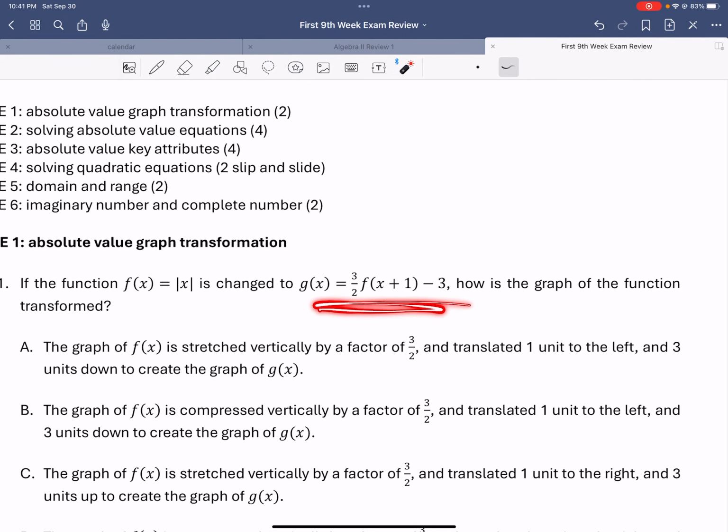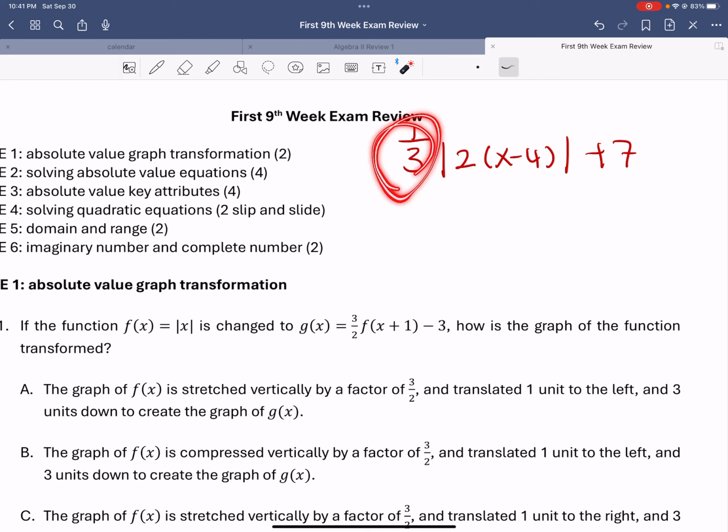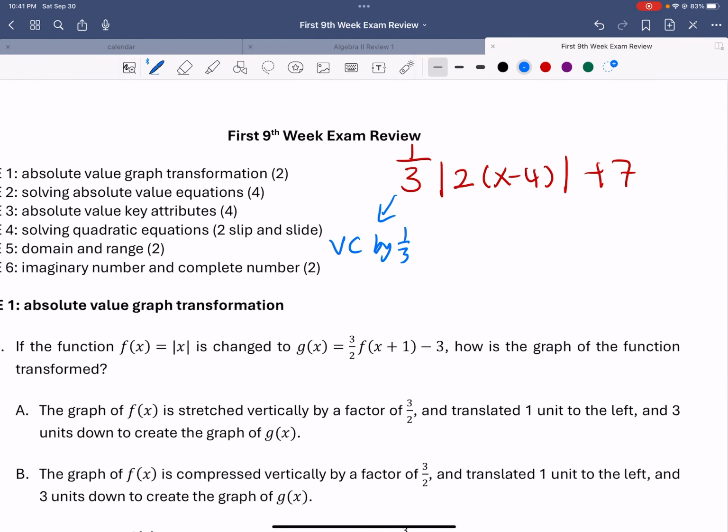This one is we have this function here. And remember, when you have some number, let me give you an example. Let's say you have 2, 3, and 1/3 times the function of x minus 4, plus 7. So the outside number is a vertical shift. This one is vertically compressed by 1/3 because the graph will get wider, because 1/3 is smaller than 1.